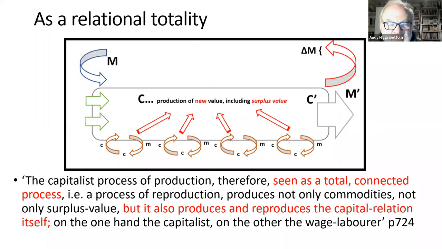This diagram is just trying to emphasize one point, which is that this is a relational totality. I spoke about the concept of totality, an overview of everything fitting together in a sense of a total relation. So the capitalist process of production, seen as a total connected process, as a process of reproduction, produces not only commodities, not only surplus value, but also produces and reproduces the capital relation itself. When Marx uses the term capital relation, I think in every case I've seen, you could say capital-labor relation. It's reproducing the relationship with labor. On the one hand, the capitalist, on the other hand, the wage laborer.